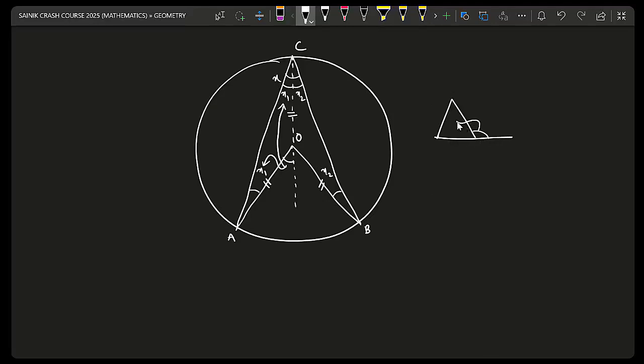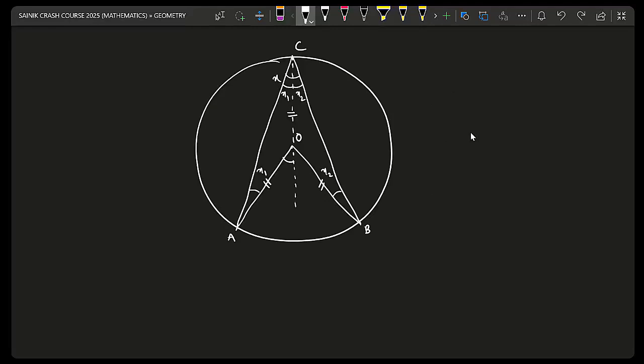Exterior angle is equal to the sum of its interior opposite angles, these two. Why is that true? Also very important. Very simple. The sum of interior angles is 180 degrees, and the exterior angle and this interior angle is also 180 degrees. The common thing gets cancelled and we get exterior angle is equal to the sum of its interior opposite angles.